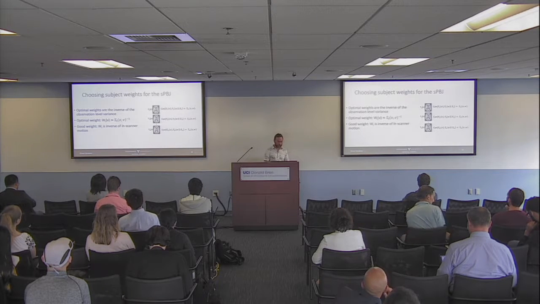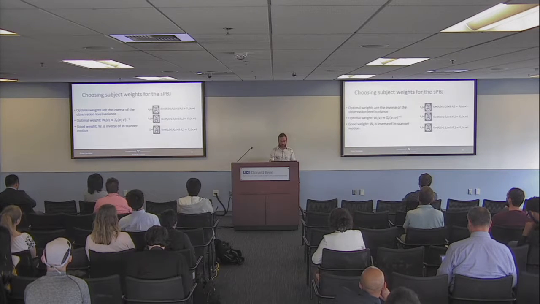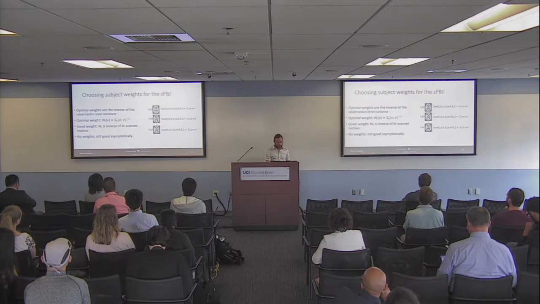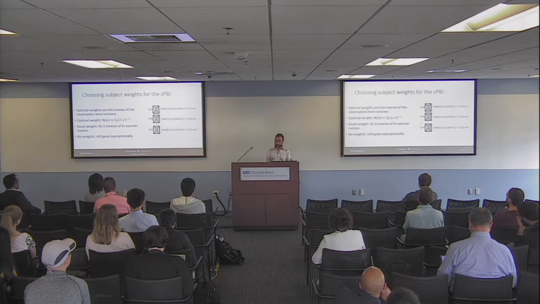If you don't know what the variance is, a pretty good estimator I found is just plugging in the inverse of in-scanner motion as the weight, and that seems to be pretty robust. Because you're using a Huber-White style covariance estimator, even if your weights are misspecified, you still get asymptotically accurate standard errors, so your inference is still valid.